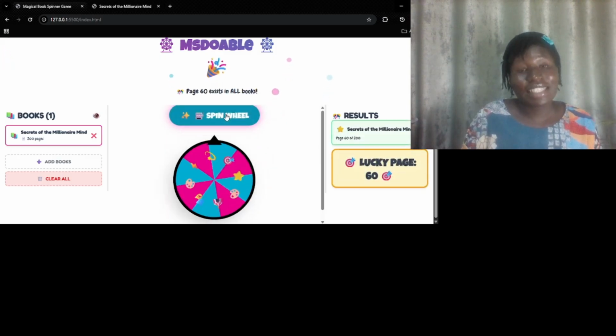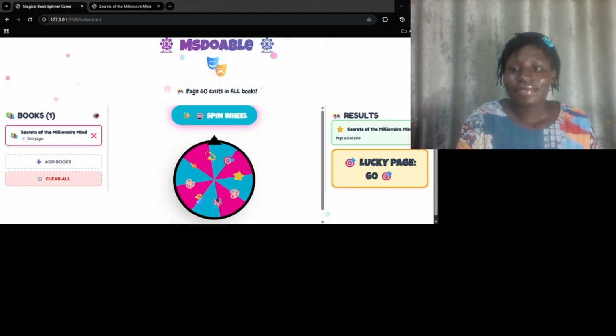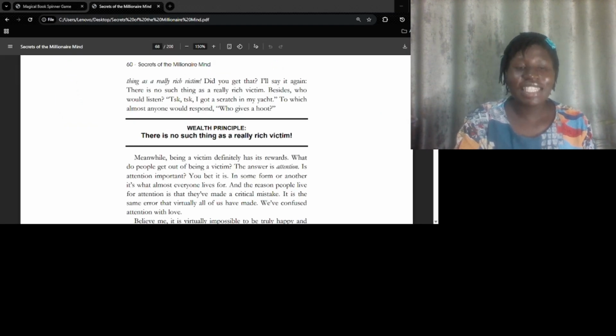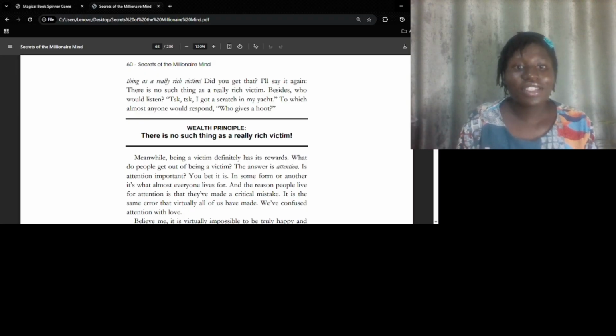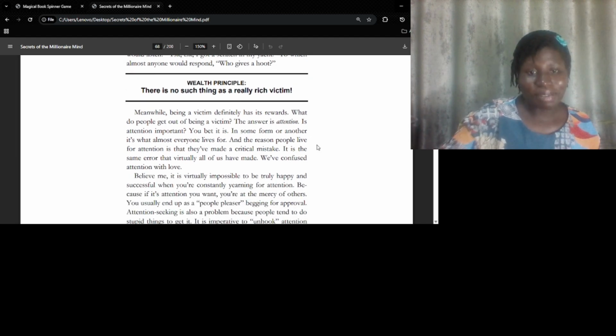Page 60 exists, so let's go find out what page 60 says. Page 60 says, there is no such thing as a really rich victim. Did you get that? I'll say it again. There is no such thing as a really rich victim. Besides, who would listen? I got a scratch on my yacht, to which almost anyone would respond, who gives a hoot? Alright, wealth principle: there is no such thing as a really rich victim.